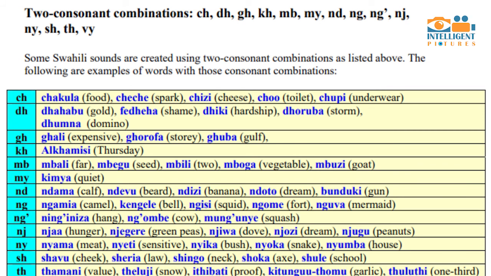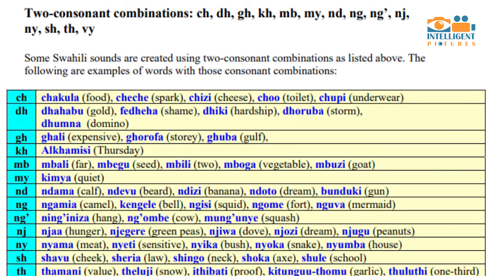So for next time, when I come back, we're going to start from two-consonant combinations, that is CH, TH, GH, KH, MB, MY, ND, NG, and NG with an apostrophe on top, and then NJ, NY, SH, TH, VY. Don't worry, I think this is some of the hardest part, but I hope you're going to enjoy and learn quickly. It's not as hard as I said before, but I'm sure you're going to love it.